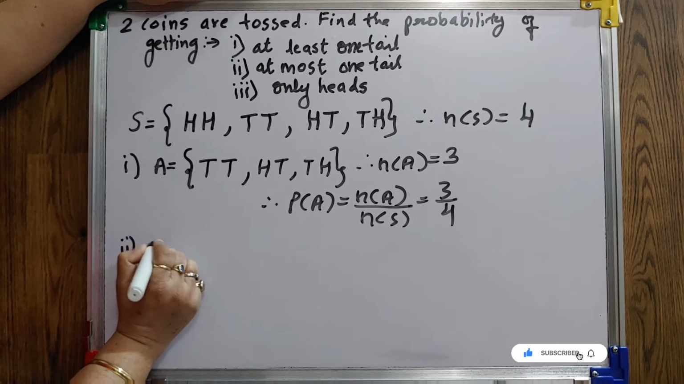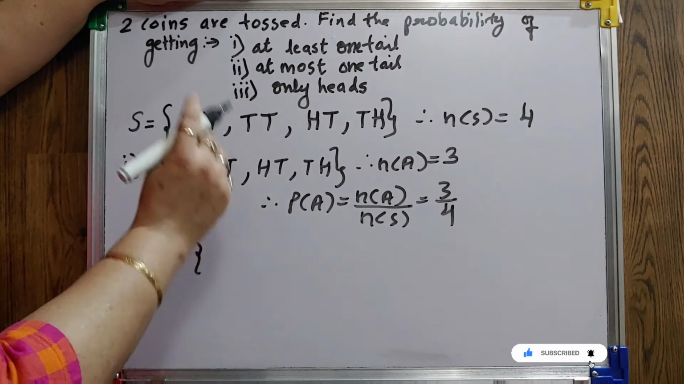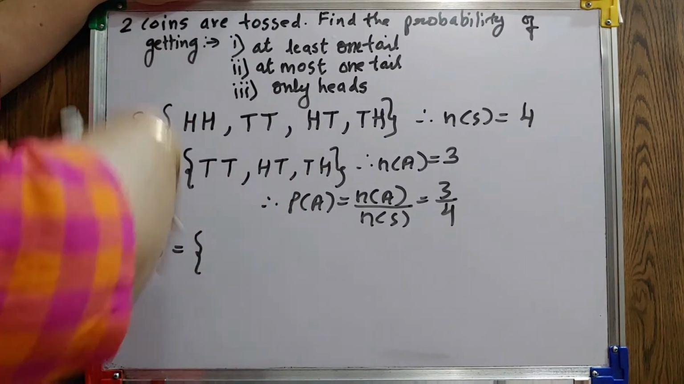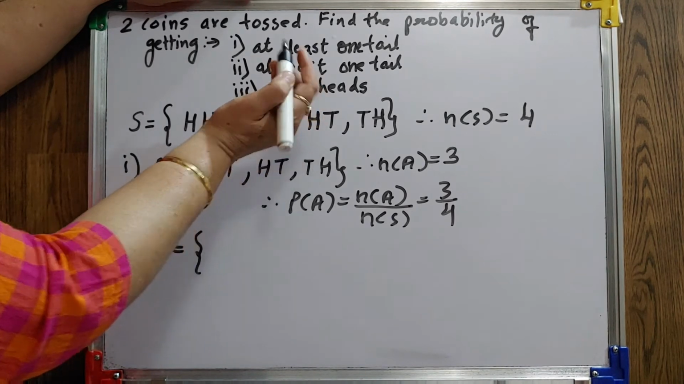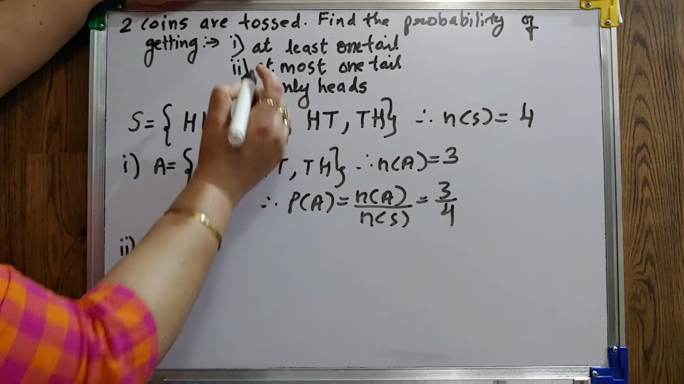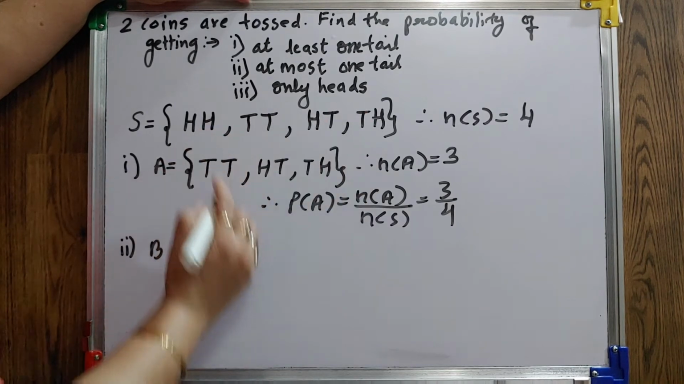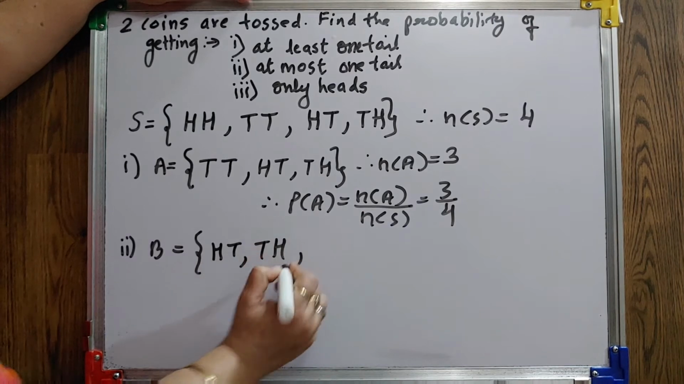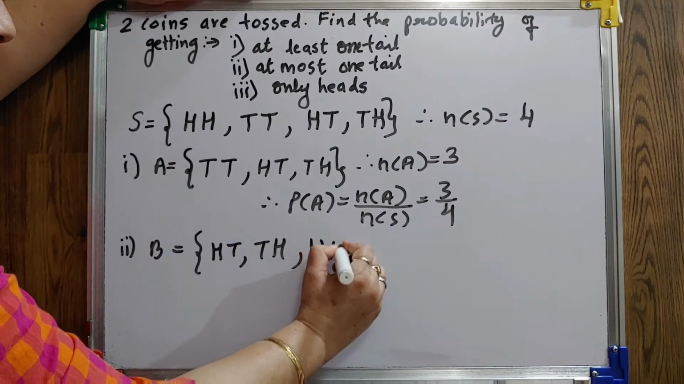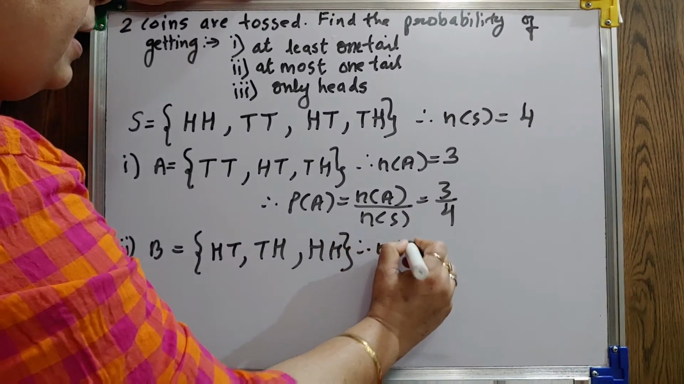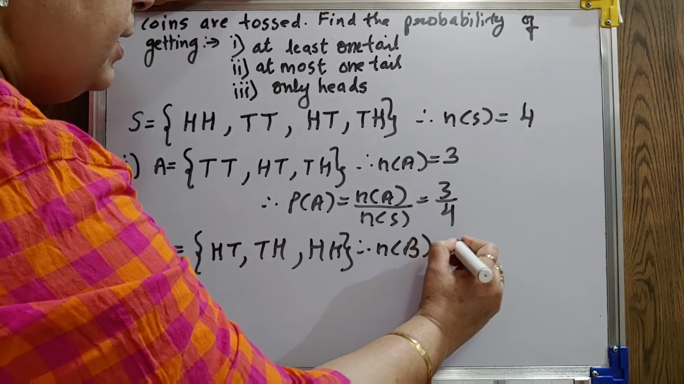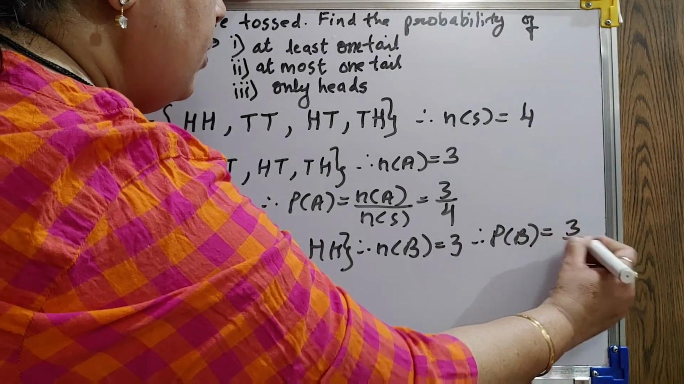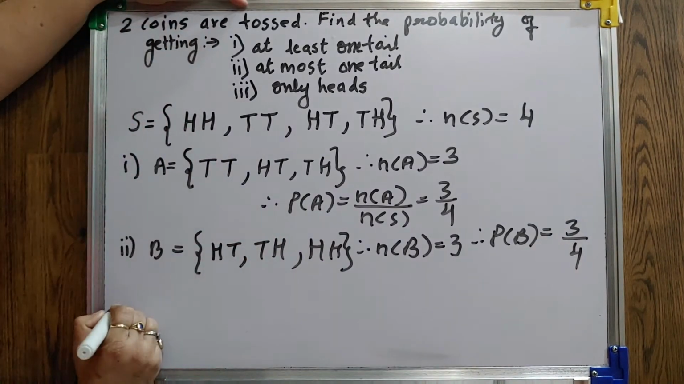In the second part, at most 1 tail. At most 1 means the elements with 1 tail and less than 1 tail, means without tail also. So at most, we have to move towards the lower side. So 1 tail, first I will select the outcomes HT, TH, then without tail is my HH. So again my N of B will be 3. So my probability you can calculate by using the formula. Again you will get 3 by 4.